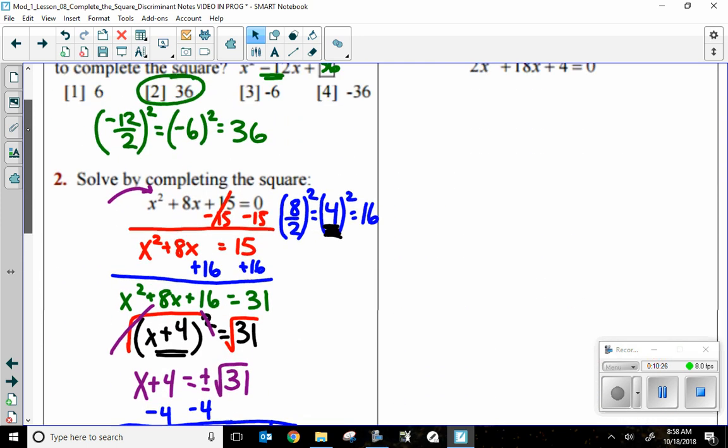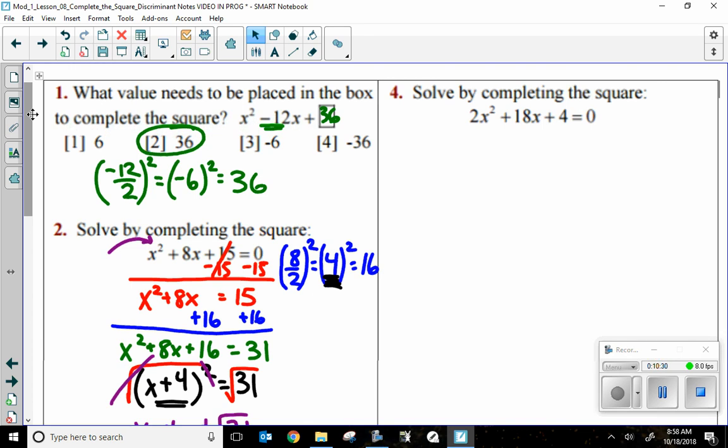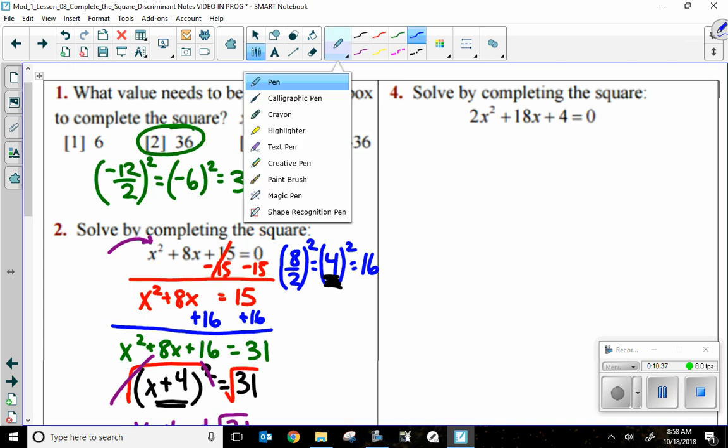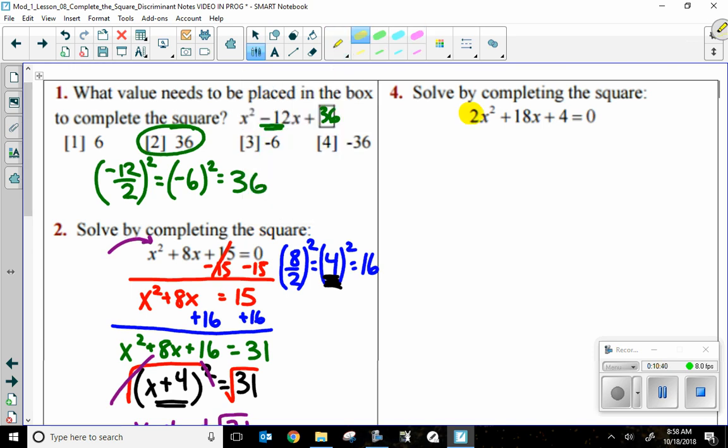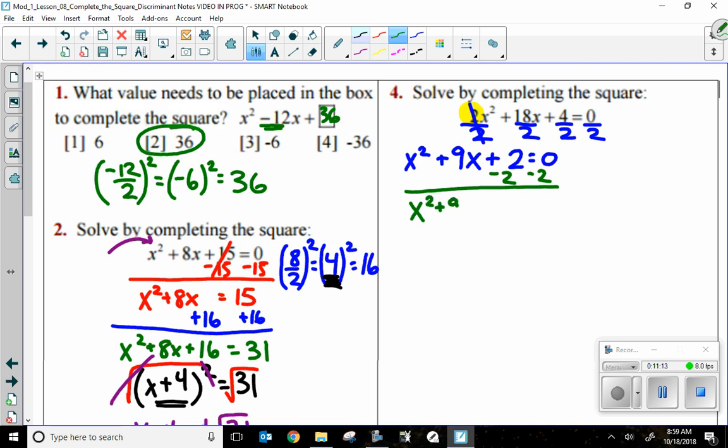Let's go all the way up here to 4. Solve by completing the square. Not only do I have my constant on the left-hand side, I do not have a 1 in front of my x squared. So I need to make it a 1, so I'm just going to divide everything by 2. X squared plus 2 goes into 18 9 times plus 2 goes into 4 twice equals 0. Now I start this just like I did problem 2. Okay, I got to bring my constant over. Subtract 2, x squared plus 9x equals negative 2.